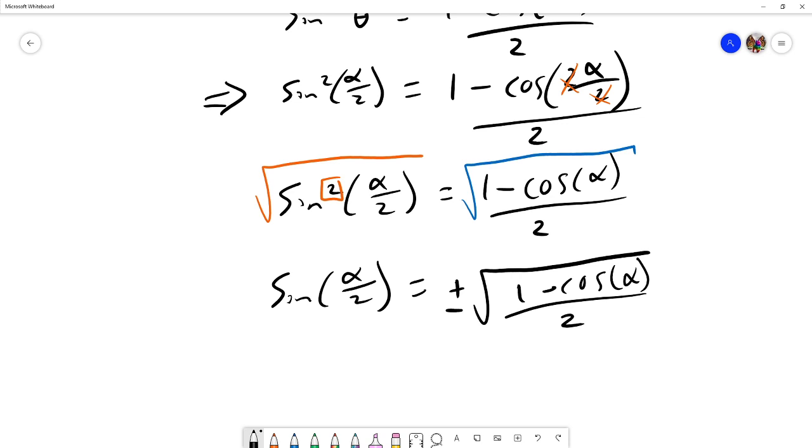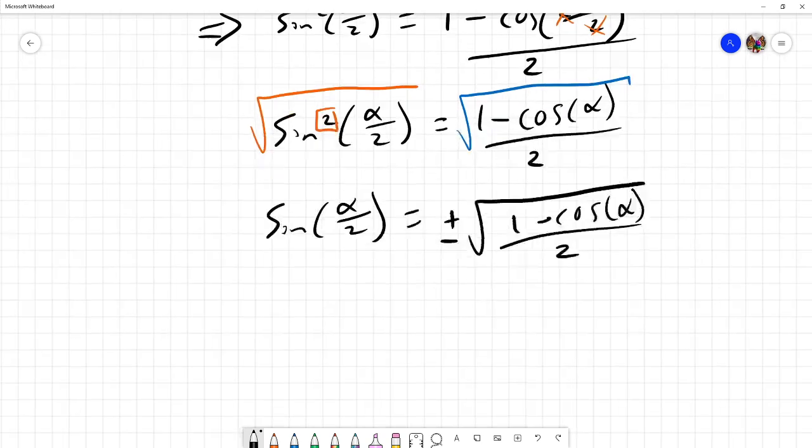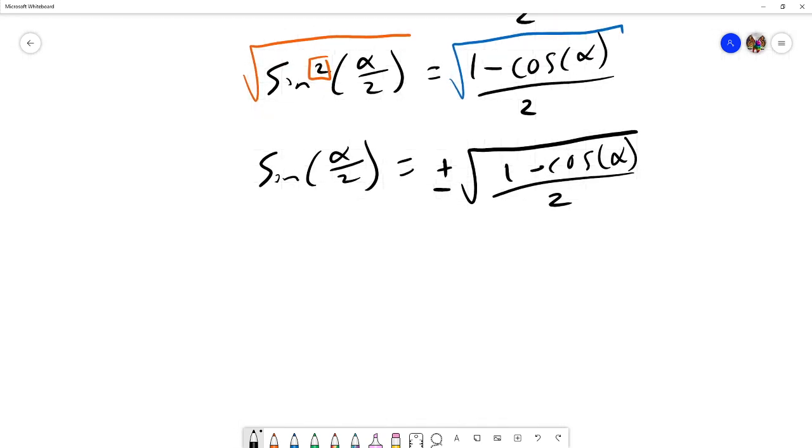Now, as you can well imagine, our derivations for the half-angle identities for cosine and tangent are going to be as simple as this. Once we've made that variable substitution, it becomes rather easy to see how to do these half-angle identities. And so I'm just going to state the remaining ones.